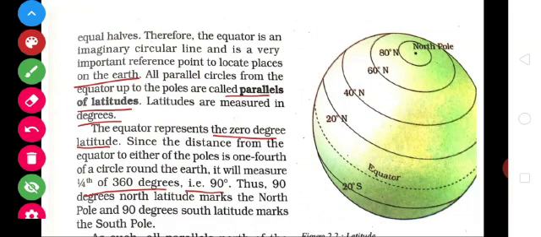The distance from the equator to the north pole or the south pole is 1/4 of the circle, so it will measure 1/4 of 360 degrees, that means 90 degrees. Thus 90 degree north latitude marks the north pole, and 90 degree south latitude marks the south pole. This one is the north pole and this one is the south pole.